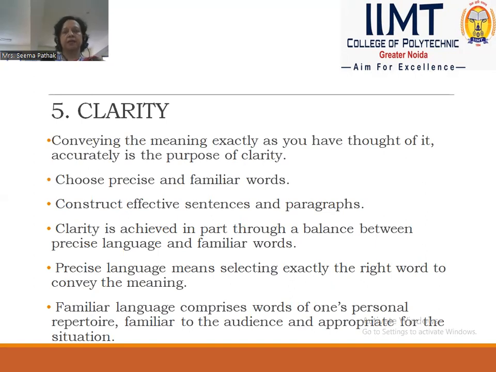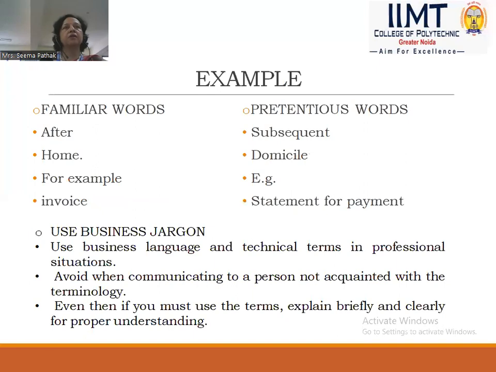Again, this means you have to be very clear in your speech, in what you want to say, in the message you want to pass on. There are some familiar words and there are certain pretentious words. For example, when you want to use a familiar word, you will say after. But if you want to use some pretentious high-fi word, you will say subsequent. Home, domicile. For example, invoice, statement for payment. Use business jargon.